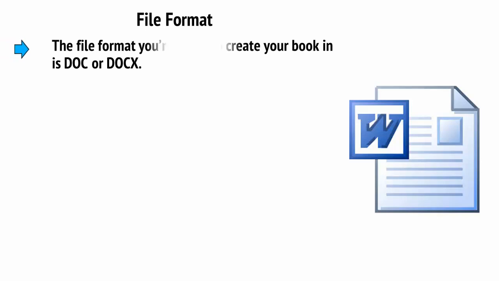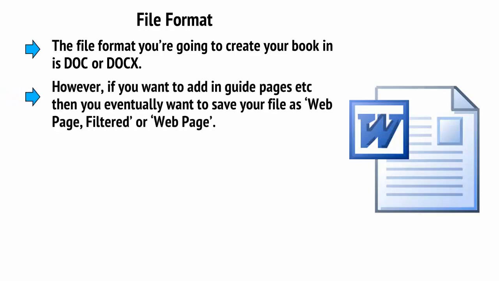And the first is the file format. The file format that you're going to create your book in is DOC or DOCX. As we'll see later on, Amazon can automatically convert this for you. However, if you want to add in guide pages, etc., then you eventually want to save your file as a web page, filtered or web page.